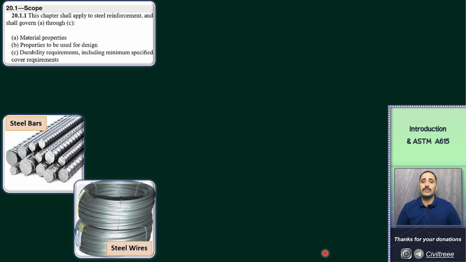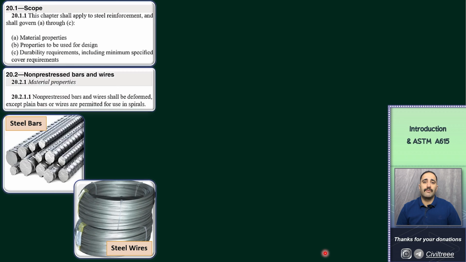About the material properties of non-prestressed bars and wires, we should refer to section 20.2.1. At the beginning of this section, it says that rebars of this category shall be deformed, and plain bars or wires are permitted to be used only in spirals. Most of the time, we deal with deformed bars in structural engineering, so I prefer to focus on them. To know the differences between rebars and wires, search on the internet yourself if you are curious about them. Okay, let's have an overview of different types of rebars.